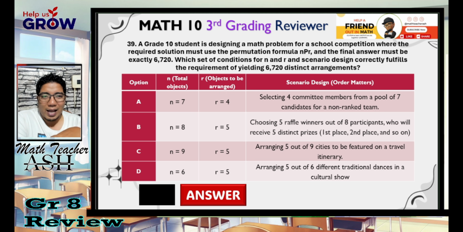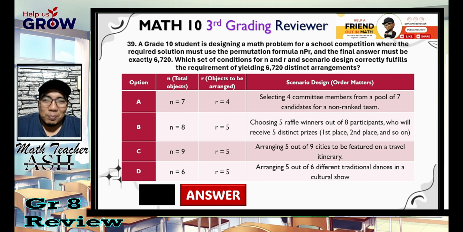Okay, then we have 9 getting 5, so that would be 9 times 8 times 7 times 6 times 5. And then 6 getting 5, that is 6 times 5 times 4 times 3 times 2. Alright, so basically, my dear math learners, we have already encountered 6,720 earlier in our previous question. So if you remember that, the correct answer here would be letter B, because if you multiply 8 times 7 times 6 times 5 times 4, the answer would be 6,720. Now, let us check whether we are correct.